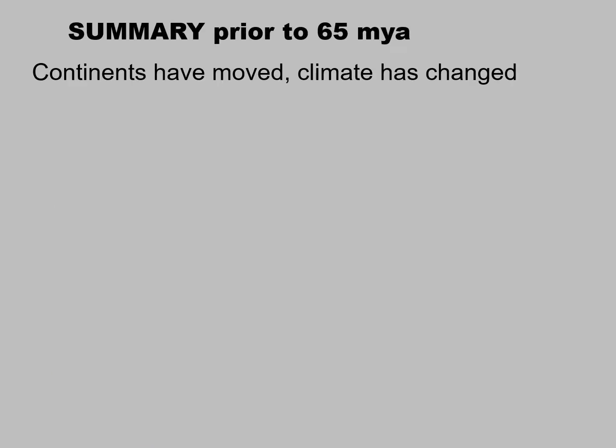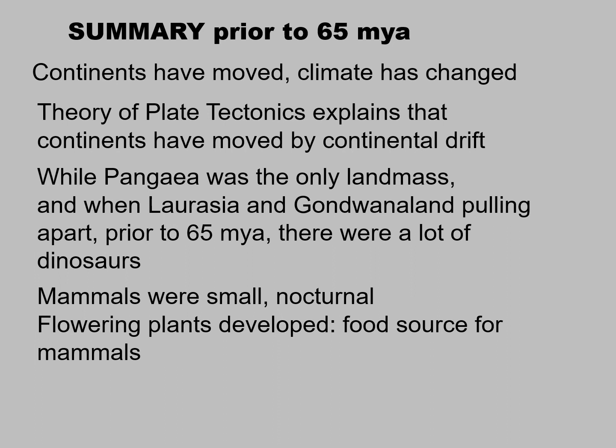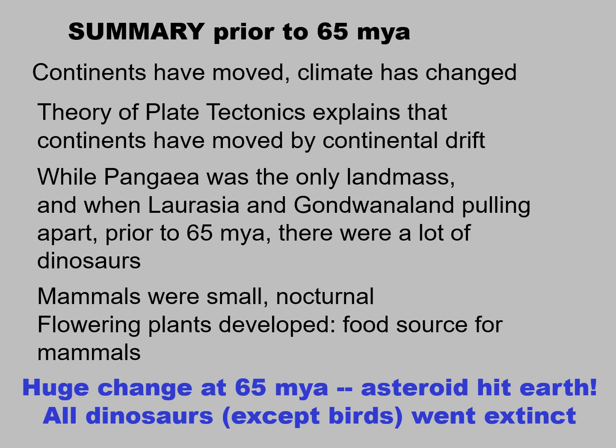To summarize, prior to 65 million years ago, continents have moved and the climate has changed. The theory of plate tectonics explains that continents have moved by continental drift. And while Pangaea was the only landmass, and when Laurasia and Gondwana were pulling apart prior to 65 million years ago, there were a lot of dinosaurs. Mammals were present, but small and probably active at night. However, flowering plants developed and became a food source for mammals. However, at 65 million years ago, an asteroid hit the Earth and all dinosaurs, except birds, went extinct.